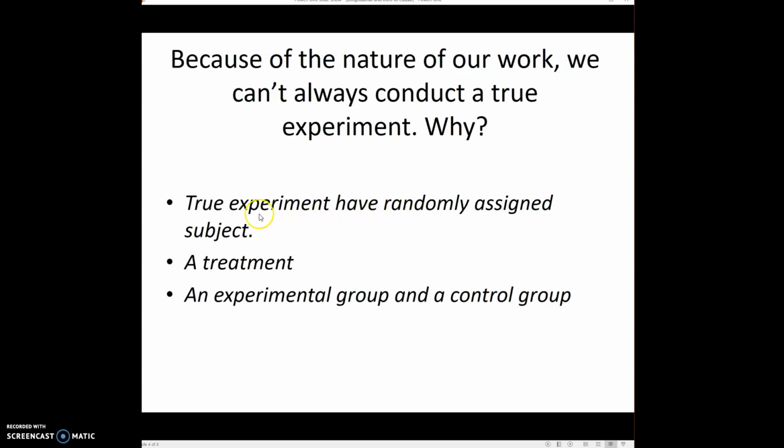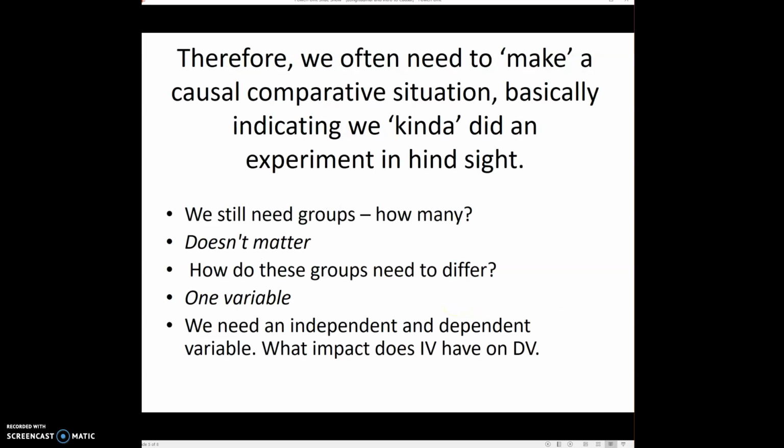Because in a true experiment, you have to have a randomly assigned group, you have to have a treatment, and you have to have an experimental group and a control group. And you're going to apply this treatment to a randomly assigned experimental group and see if what you did made a difference. Very often in schools, we can't do that because we just don't have the resources to do it. We don't have the time to do it. There are ethical issues that we run into that we can't get that done. So therefore, we need a causal comparative situation, basically indicating we kind of did an experiment in hindsight.